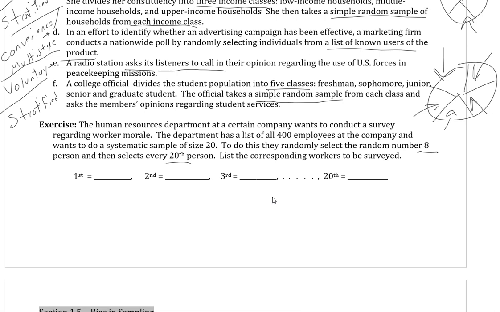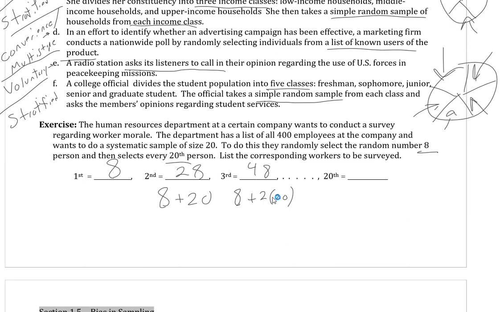List the corresponding workers to be surveyed. All right, well, the first person they say is number 8. It's pretty obvious. The second person, we then take 8 and we add 20 because they want every 20th person after that. So we get 28. With the third person, we then took 8 and we added 2 20s. So I'll say 2 times 20. That gives us 48. You just keep adding 20 every time. Next one would be 68, then 88, then 108, and we keep going.